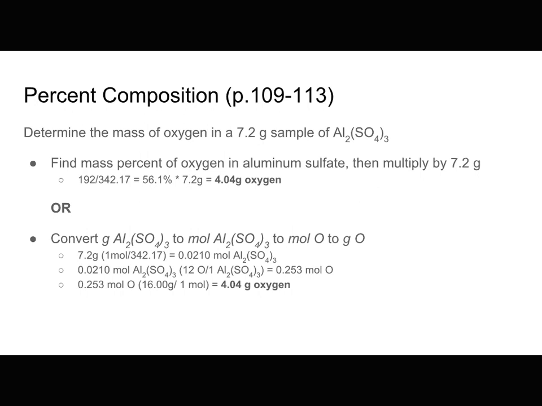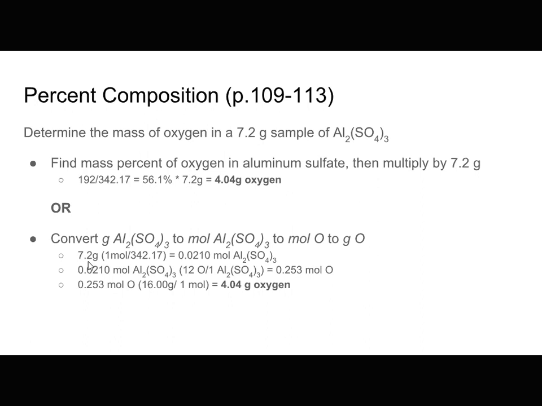So this top bullet point is how we did percent composition in Chem 1. If you were to look at these 4 pages, 109 through 113 in our textbook, they would follow almost more of a stoichiometry method, where the first step would be to convert the grams of aluminum sulfate to moles of aluminum sulfate. Remember, when in doubt, convert to moles.